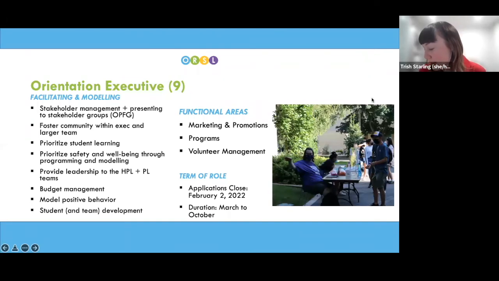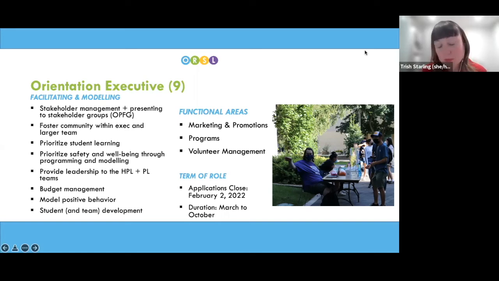You on that team, you might also be designing things like programs, thinking about Instagram, thinking about different social media platforms and how those things can be cohesive and really just drive more folks to have interest and to come out to orientation. There's also the programs team.